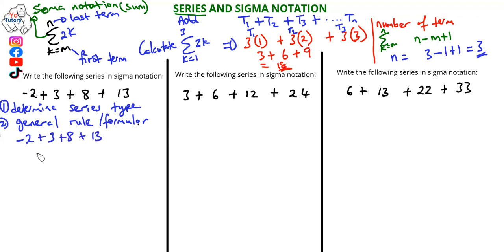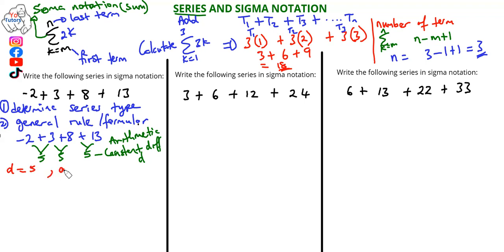Then if you subtract there, we see that there's a difference of 5, a difference of 5, a difference of 5. So in this case, we know that this is an arithmetic series. What is it that we find? We find a constant difference, which is our D. And our D in this case will be equal to 5.